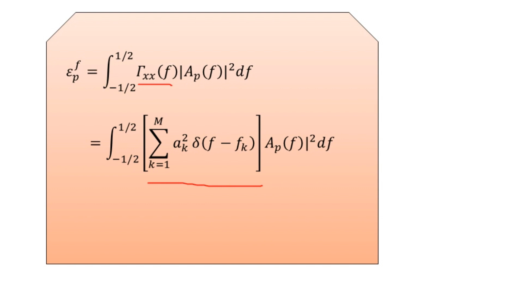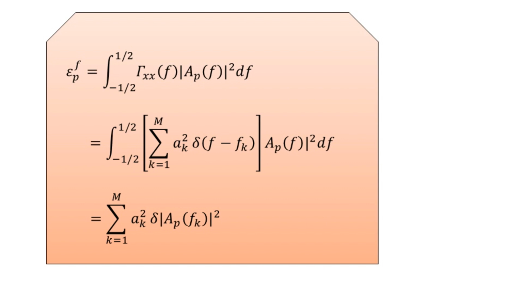So the summation k is equal to 1 to capital M for the multiplication of alpha suffix k and alpha squared multiplied to the delta function of f minus f suffix k. Rest of the things are the same here. So this is equal to, finally, the summation k is equal to 1 to capital M of alpha suffix k, alpha squared multiplied to the mod square of capital A suffix p of f suffix k.